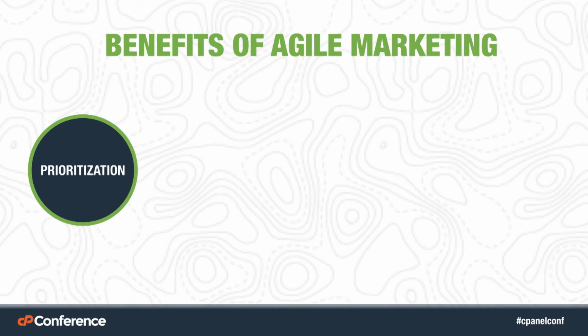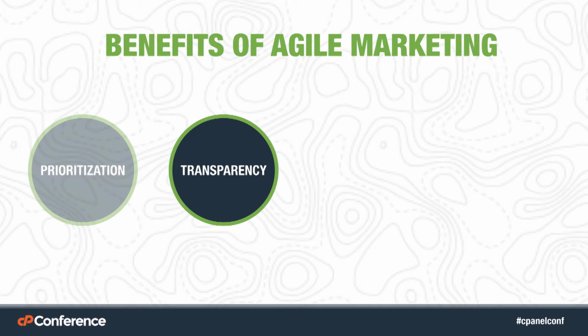There are quite a few benefits to working in an Agile marketing environment. Some of the benefits that I want to highlight are prioritization. By taking a look at your work in an Agile framework, it allows you to prioritize what's most important and what has the highest business value. I'll talk about that a little bit more in a minute, how you prioritize with a backlog. Transparency is another huge benefit in an Agile environment.